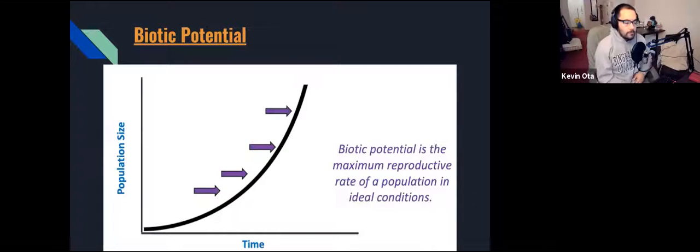One more thing to note with this topic is the idea of biotic potential. Biotic potential is the maximum reproductive rate of a population in ideal conditions. So, what that means is if there were enough resources to go around, if there was an unlimited supply of the things that the organism needed, the organism would grow in this way that's shown on the graph. This graph looks like an exponential growth. It continually goes up and up.